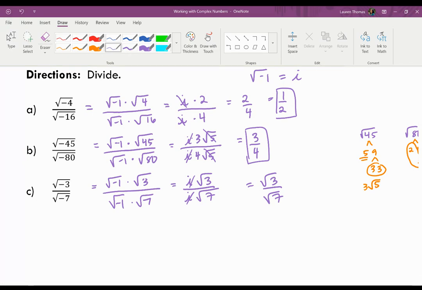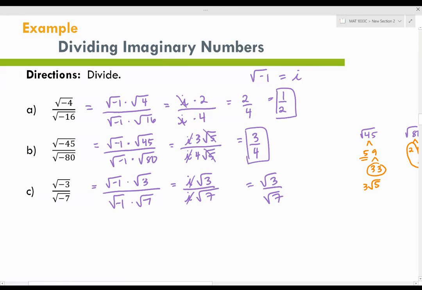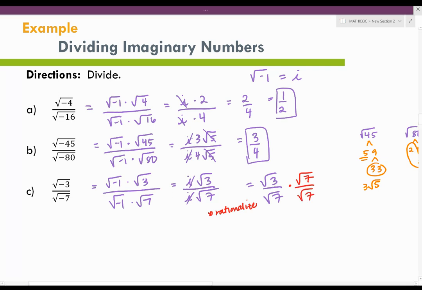Now the way that problem is, we can't leave it the way that it is. We're going to have to rationalize it because a radical is in the denominator. So don't forget. Actually, let me write that over here. When we rationalize, we're going to multiply the numerator and the denominator by the expression that's in the denominator. So I'm going to multiply both by square root of 7 over square root of 7.